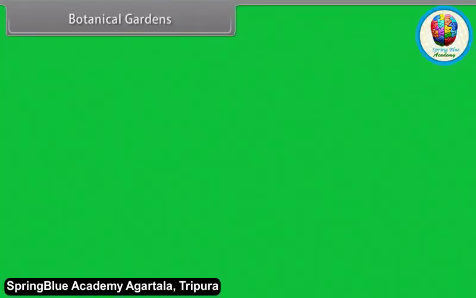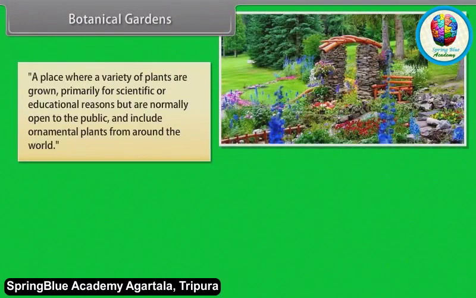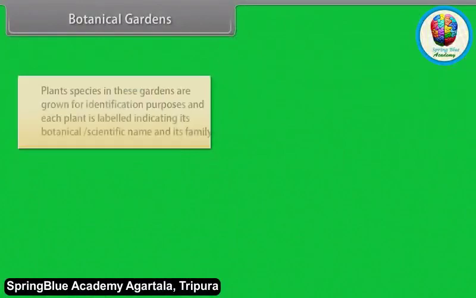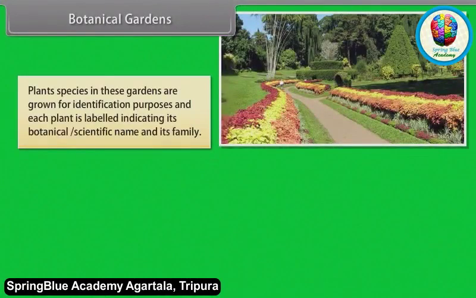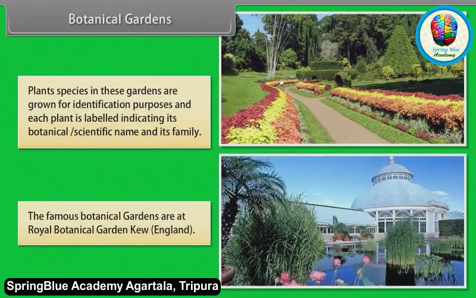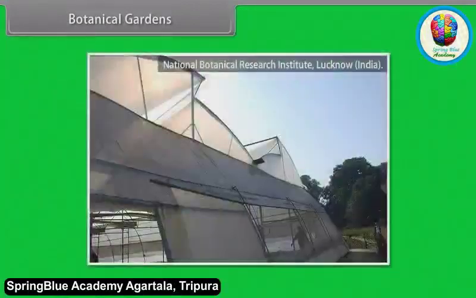Botanical gardens. A botanical garden is a place where a variety of plants are grown, primarily for scientific or educational reasons, but are normally open to the public and include ornamental plants from around the world. These specialized gardens have collections of living plants for reference. Plant species in these gardens are grown for identification purposes, and each plant is labeled indicating its botanical scientific name and its family. The famous botanical gardens are the Royal Botanical Garden, Kew, England, and the famous Indian Botanical Research Institute, Lucknow, India.